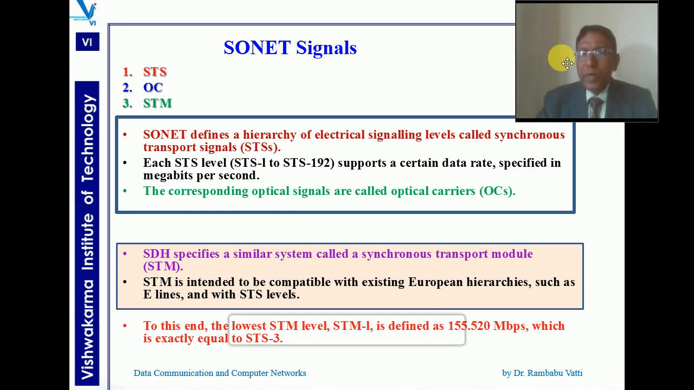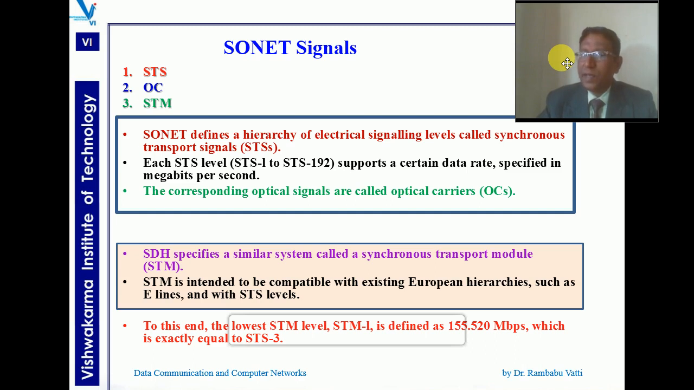SONET defines a hierarchy of electrical signaling levels called synchronous transport signals, that is STS. Each STS level, STS-1 to STS-192, supports a certain data rate specified in megabits per second. The corresponding optical signals are called optical carriers, OC. The ITU-T standard, which has defined SDH, has defined another term, that is synchronous transport module.